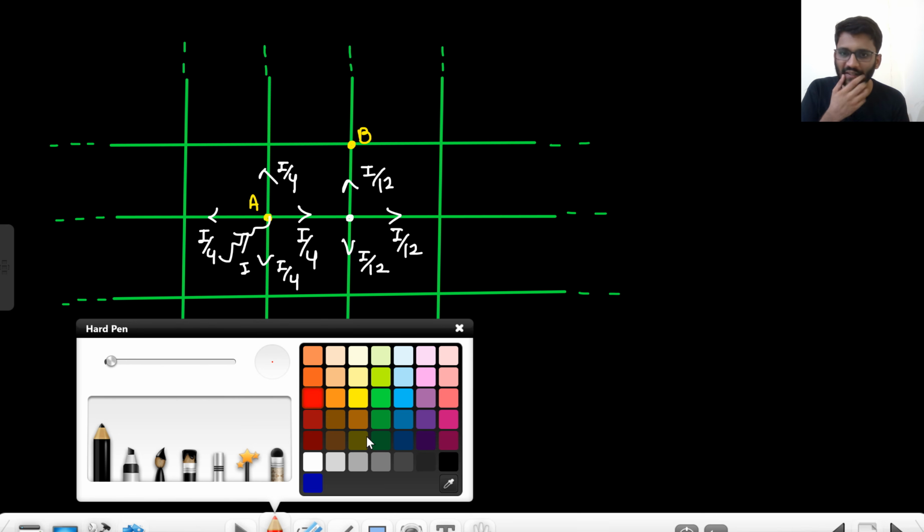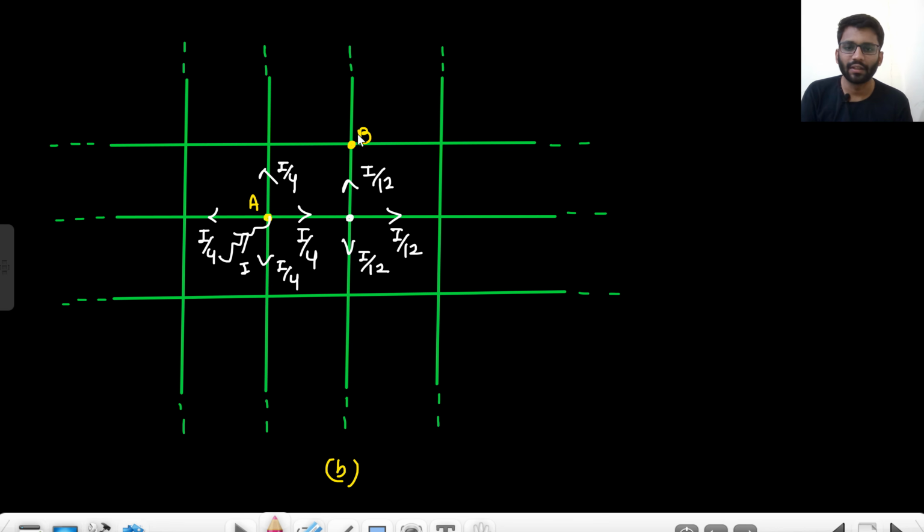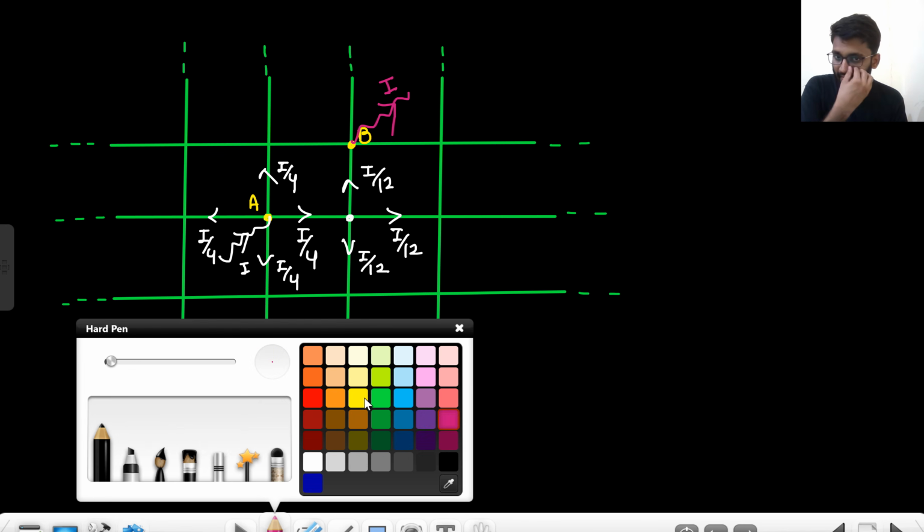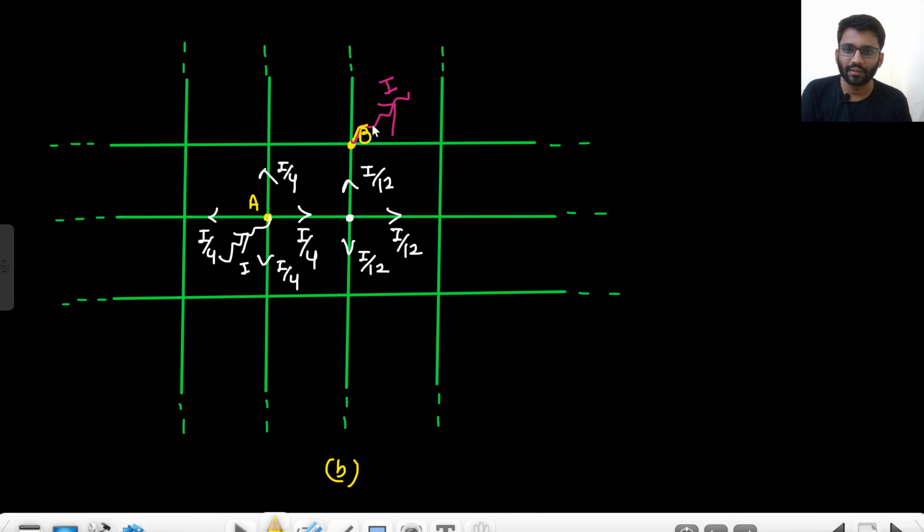Let's use some different color. Can we use green? Can we use this color? Yeah, it will be seen. Okay. So from here, the I current is getting out. So what will happen? From here, I by 4 we will have, it's not visible. I guess I will have to use green only. Not green, this yellow. So I by 4, I by 4, I by 4, and I by 4 here as well.